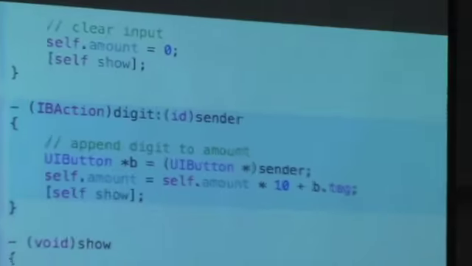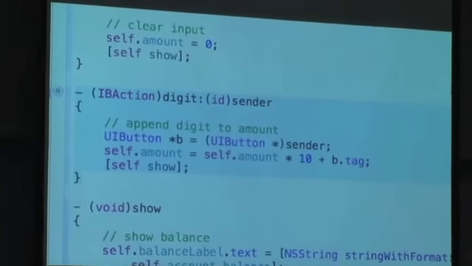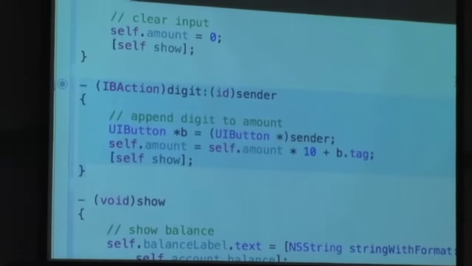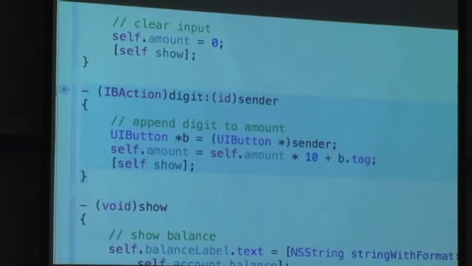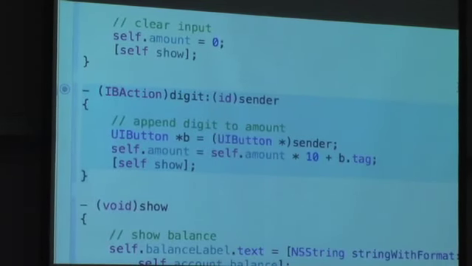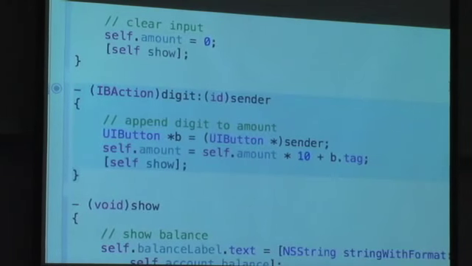This is the digit method. I declared it in the H. Here's the .m file. What do I do? Well, I first cast the sender to a UIButton, because it's a generic id, which is kind of like a void star, but that can also be nil. I just want to treat it as a button, so that's common convention there.